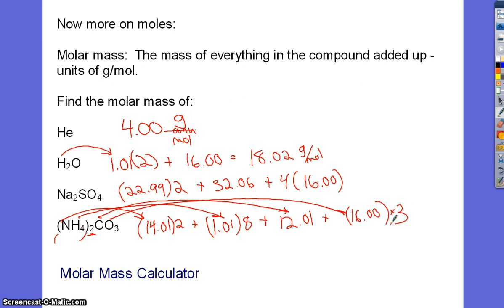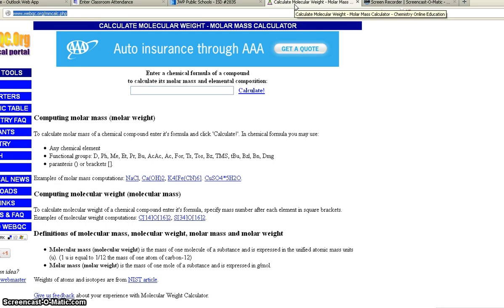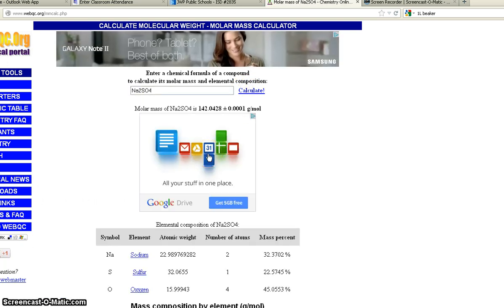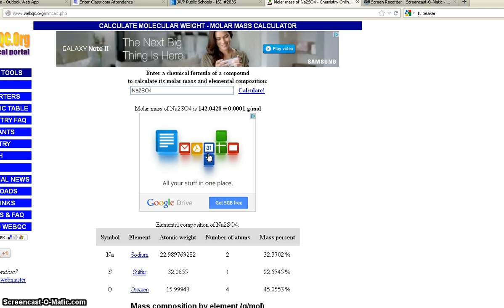If you ever want to check, like on homework, that you're doing this right, there are various molar mass calculators, and this here is one of them. Basically, you go in and check Na2SO4, gotta make sure you capitalize that O4. It runs it through and tells you that it is 142.0428 grams per mole. And even down at the bottom it gives you the mass percents, and we'll learn more about mass percents later in this unit, for the advanced chemistry students, how to calculate those.